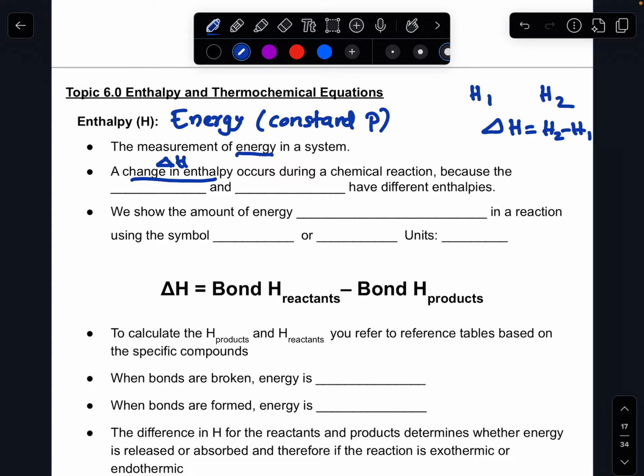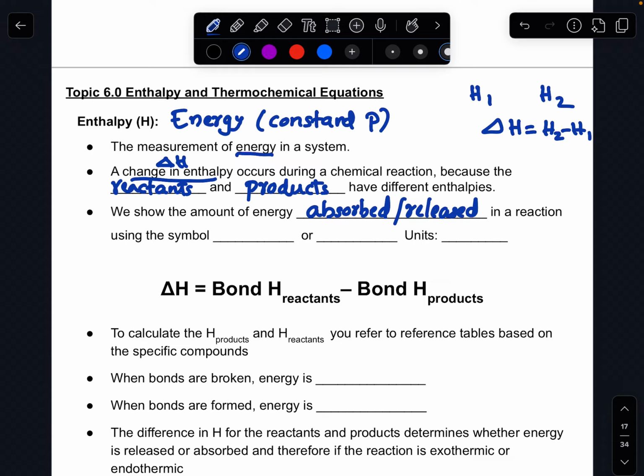During a chemical reaction, we know that we start with the reactants, then reactants will undergo breaking of bonds and formation of bonds, resulting in what? Products. So they both have different energies. The difference in their energy is called change in enthalpy. We show the amount of energy they are absorbing or releasing during a chemical reaction.